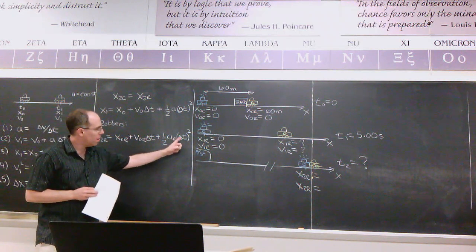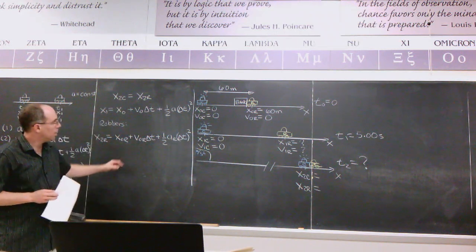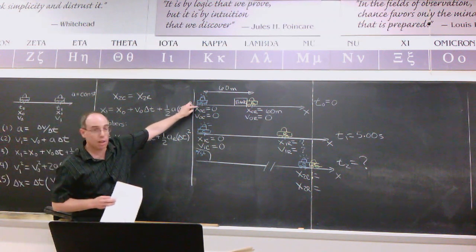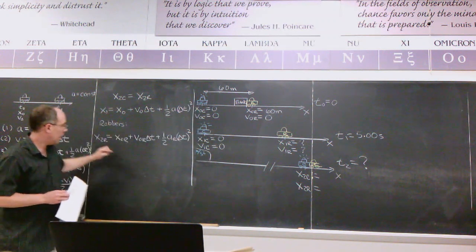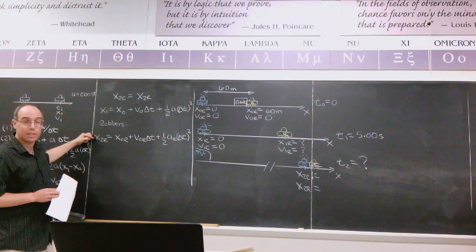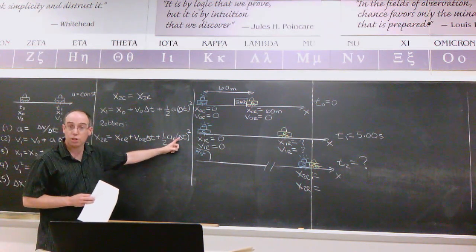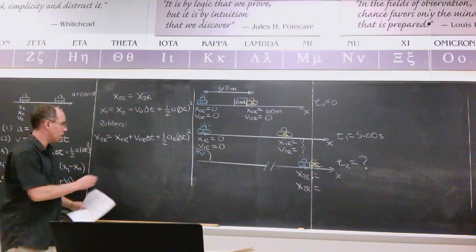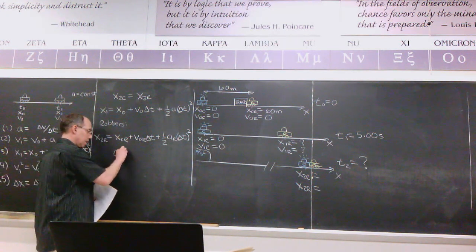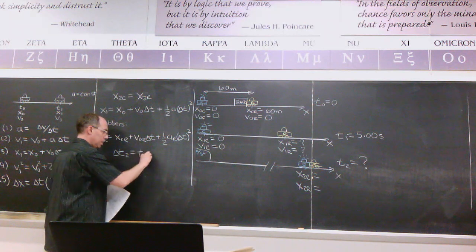Now, the other thing we're going to do here, since the robbers have constant acceleration from 0 to 2, and we're using this equation here to connect moment 0 to moment 2, delta t is just going to become t2 minus t0. So we have delta t equals t2 minus t0.